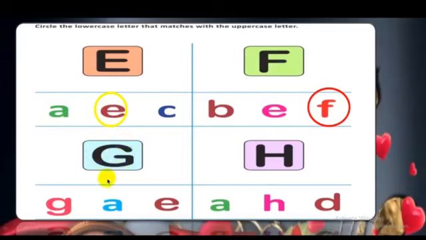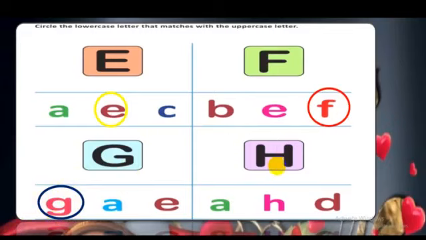Here we have the letter G. G. Which of these is the letter G, small g, lowercase g? Is this lowercase g? Yes, miss. Excellent. Well done. This is the small letter g, lowercase g.